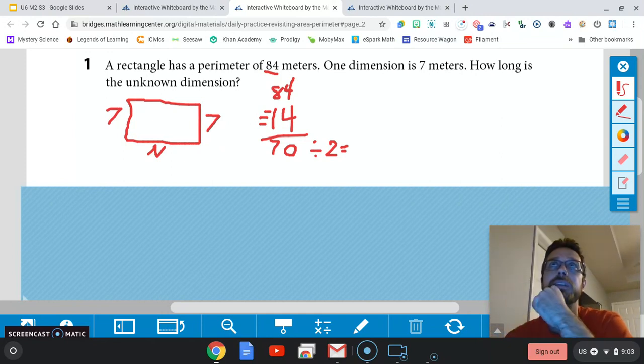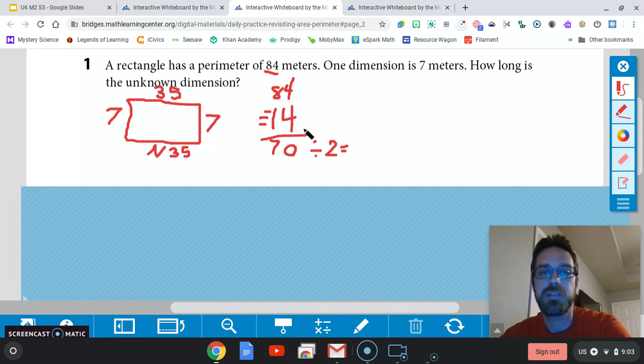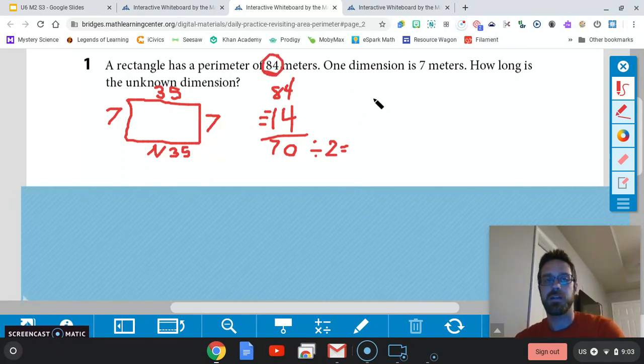40 and 40 is 80. So it's got to be somewhere between 30 and 40. And in this case, it's 35. So what's half of 70? 35. And again, if you really want to double check, add 35 plus 35 plus 7 plus 7 and make sure that they all add up to make 84 meters.